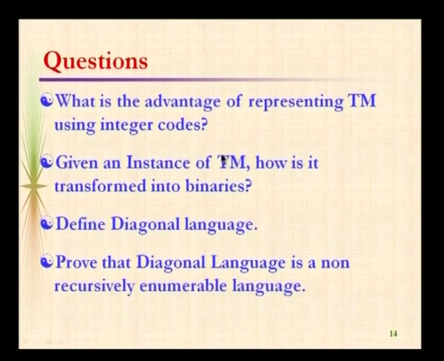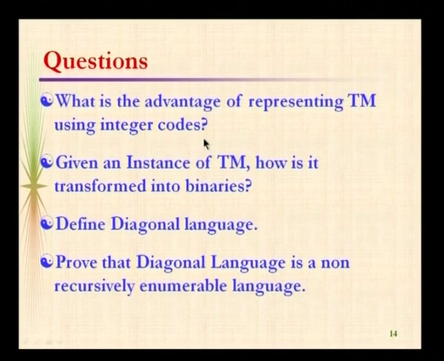So the questions here: what is the advantage of representing the Turing machine using integer codes? If you want to load a Turing machine as input for another Turing machine, it is required to have the Turing machine in the form of some binary. It will be very easy for representation. Then, given a Turing machine, how will it be transformed into binary form? Then what is the definition of the diagonal language, and how do we prove that this diagonal language is a non-recursively enumerable language? These are all the question components as far as this particular episode is concerned.